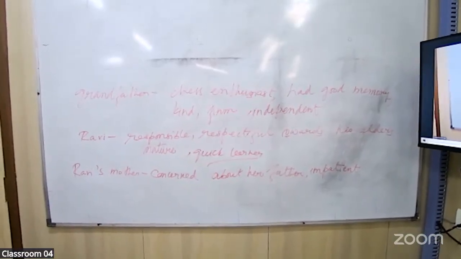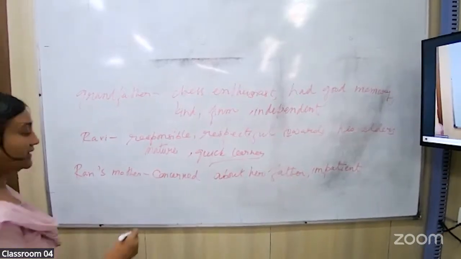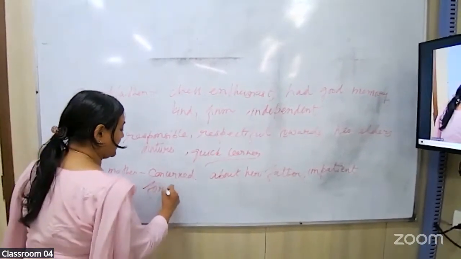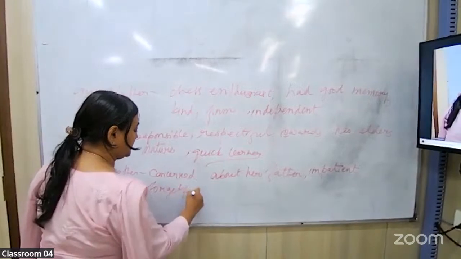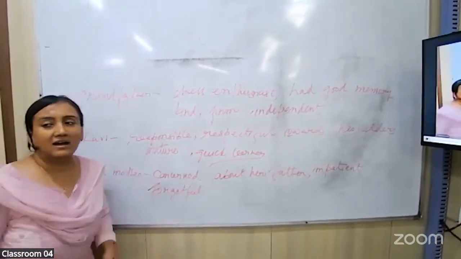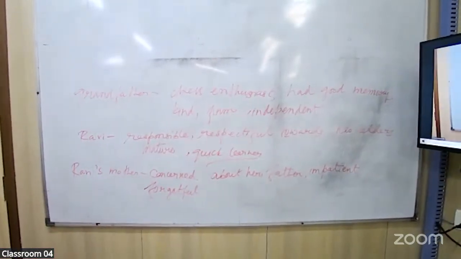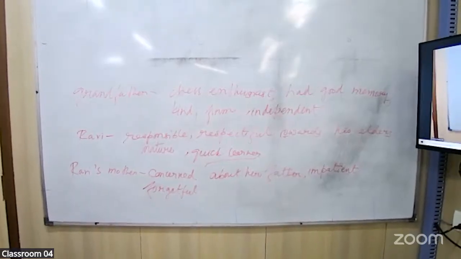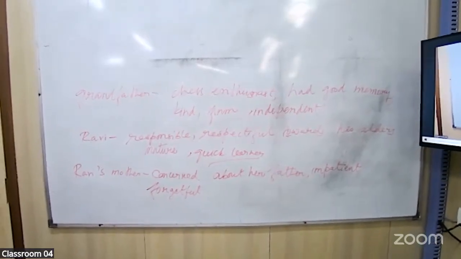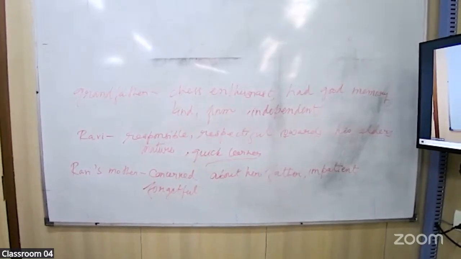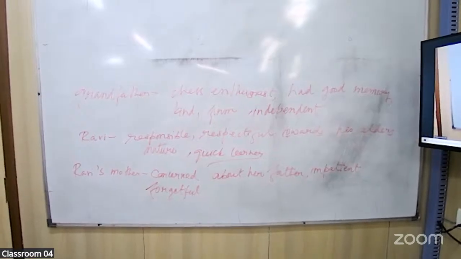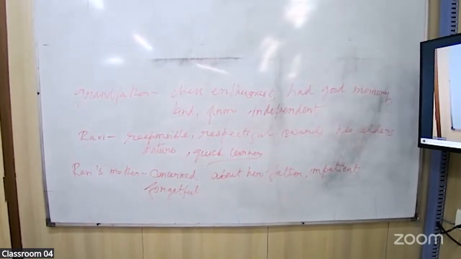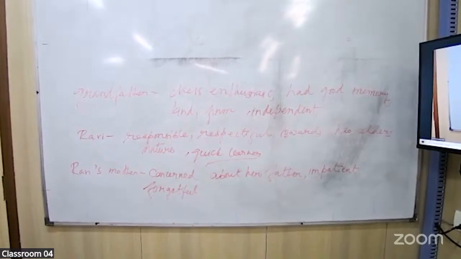We can also say she was forgetful. Forgetful, because she forgot her own father's birthday. She got the impression that her father had forgotten Ravi's birthday, but actually she herself had forgotten her own father's birthday. Okay, now let us come to the next one.